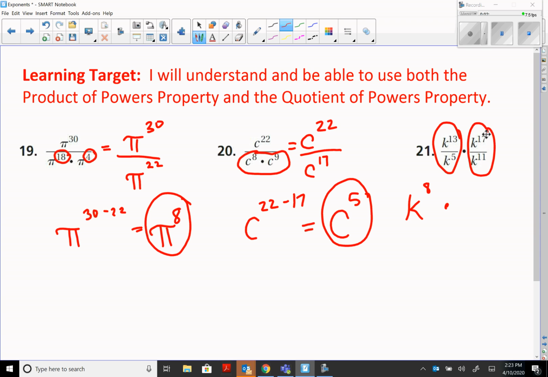The second one is 17 minus 11, because again, it's division. 17 minus 11 is 6. So that one's k to the 6th power.